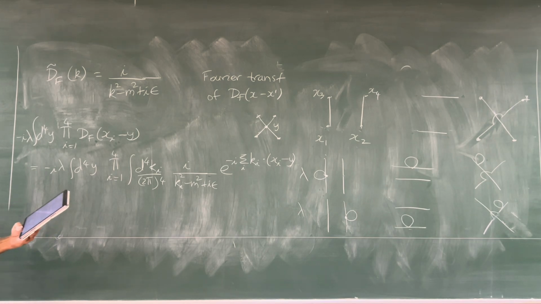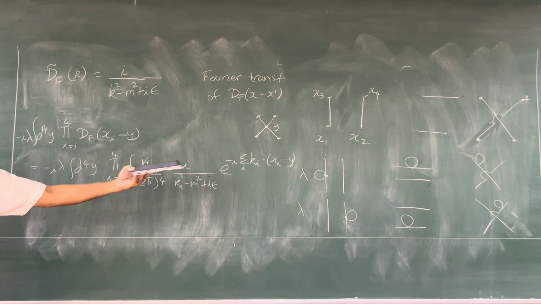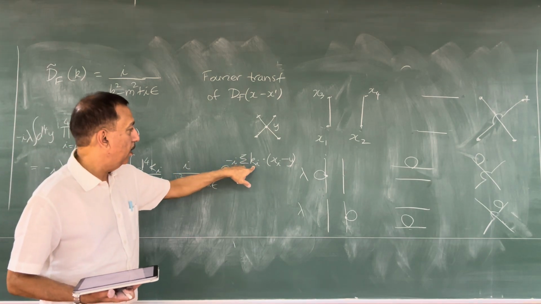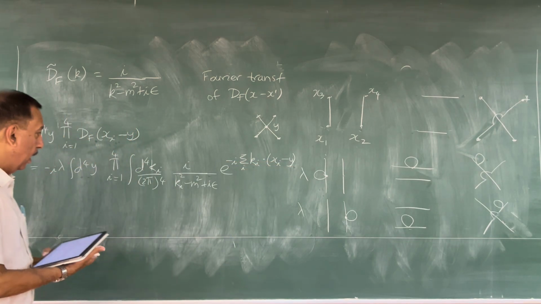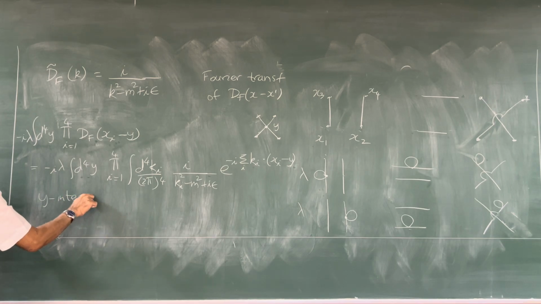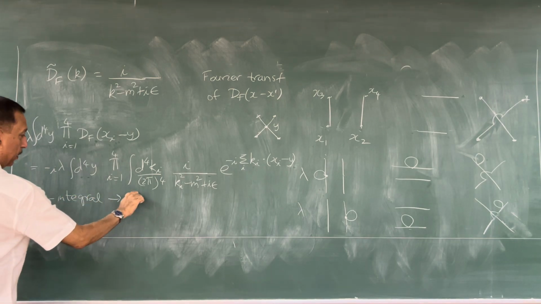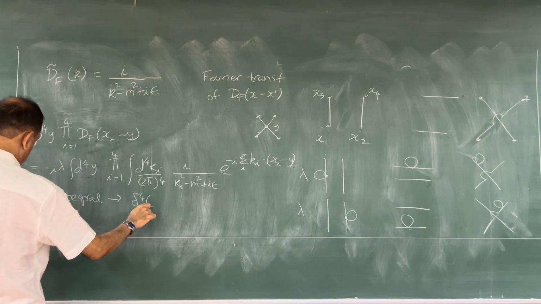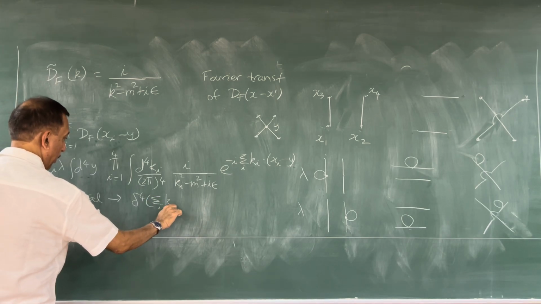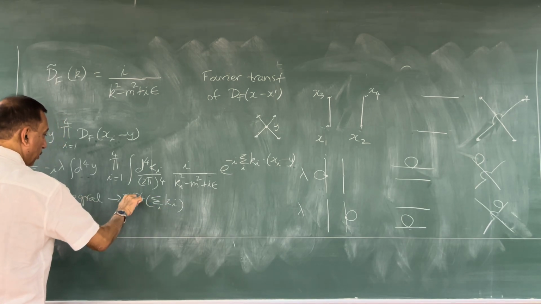Okay, this is all I wanted to say. Then, now after putting this in, we see that the y integral can be done, because the y integral is e^(−i Σ k_i·y), and it gives me delta 4 of the sum over i of k_i, maybe with a (2π)^4.